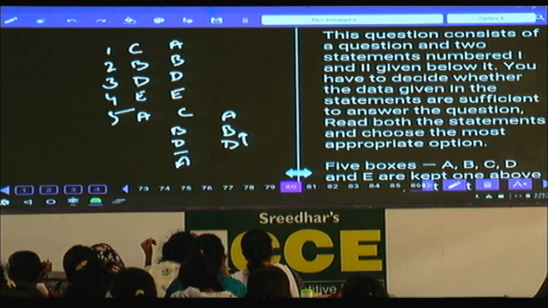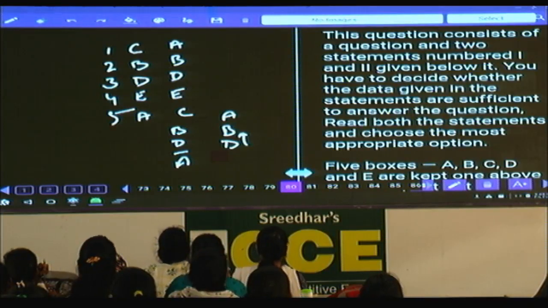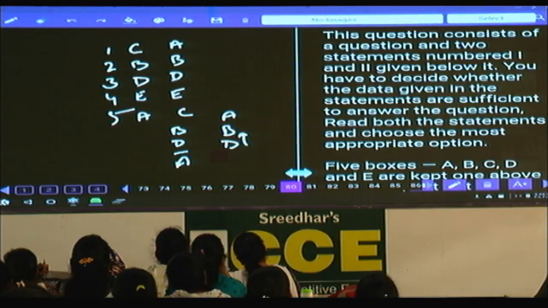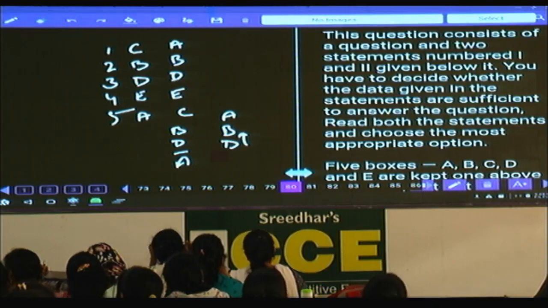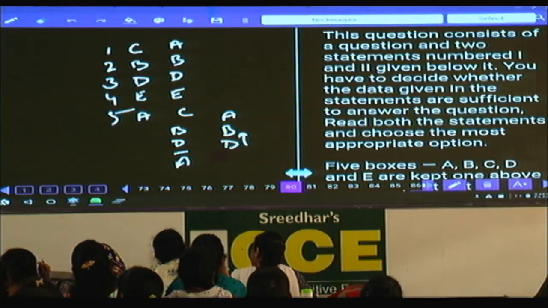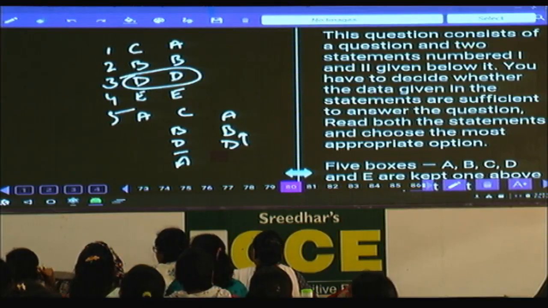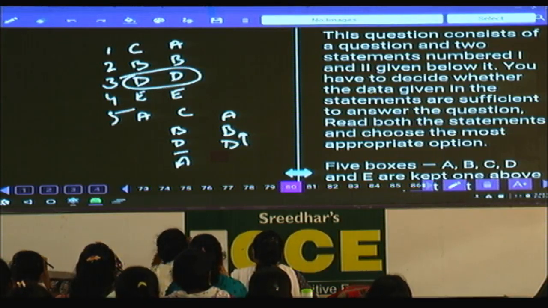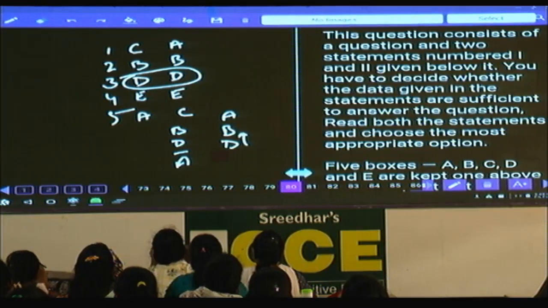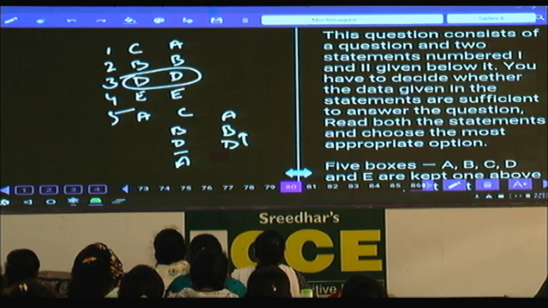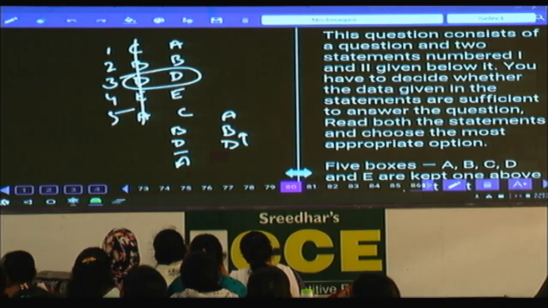Then what is the question we have? What is the position of D? Now in both the cases, D is at the third place itself. Though we are having 2 different possibilities, D is kept at one of the positions above C. In this case it is ruled out, and in the second case, D is kept above C.